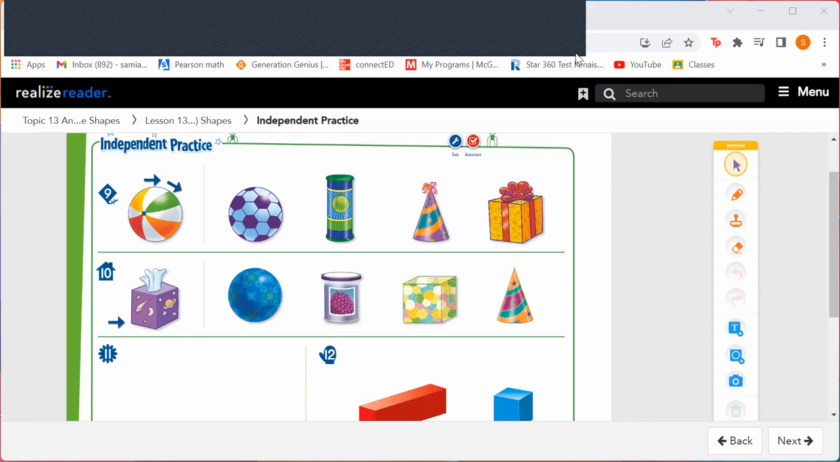And for number 12, you're going to draw a circle around the cube and then explain why the other solid is not a cube.